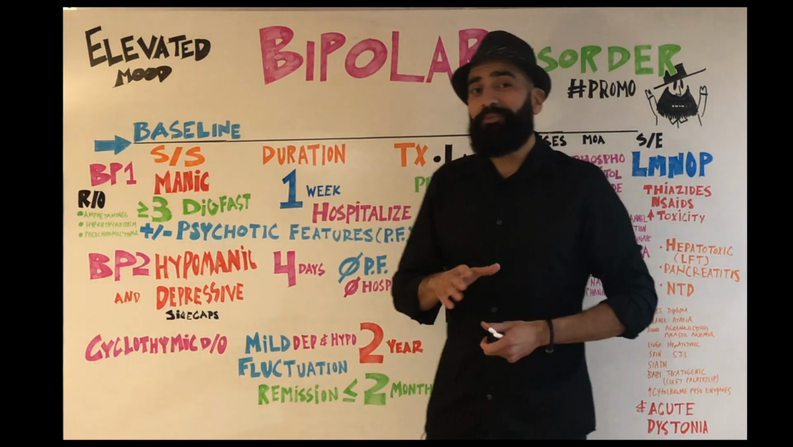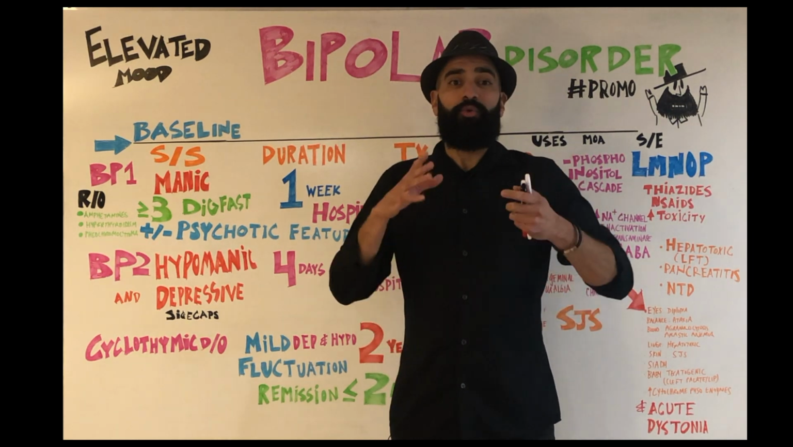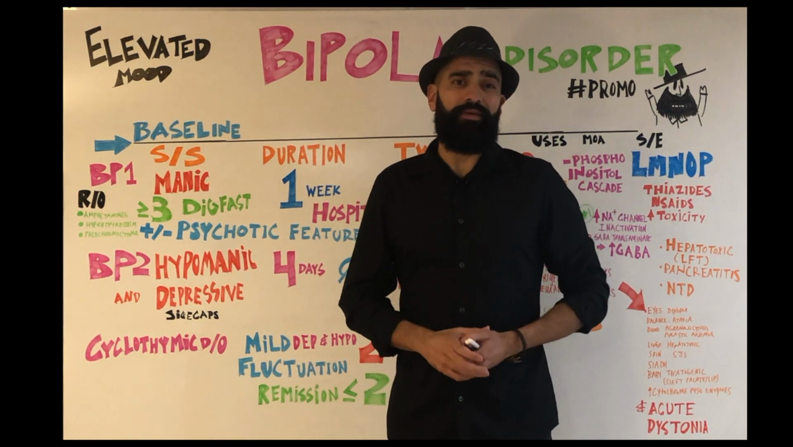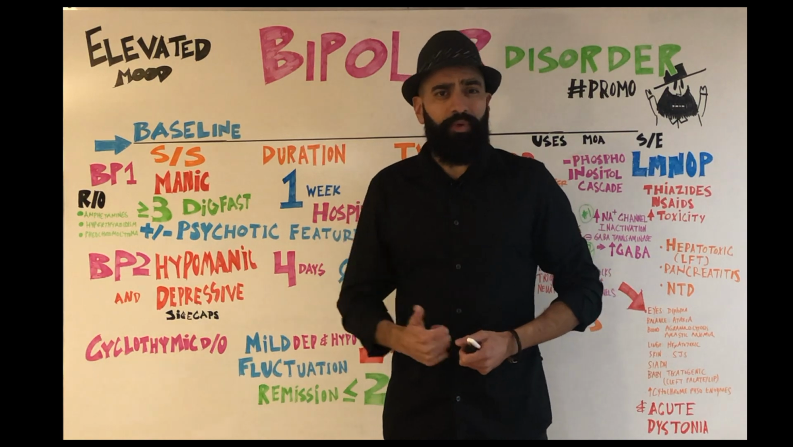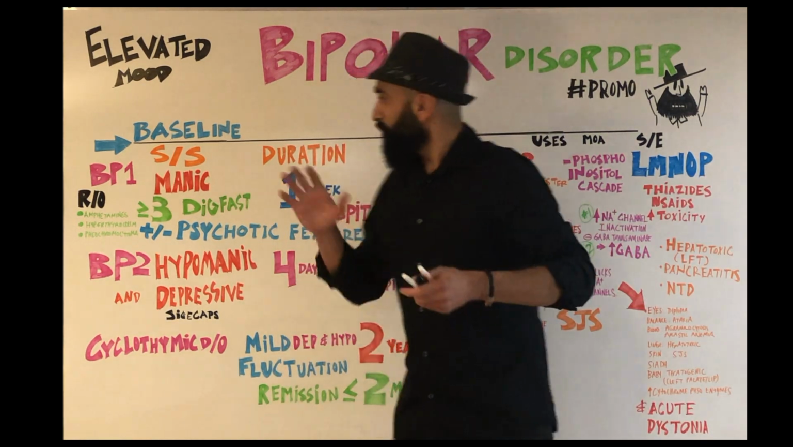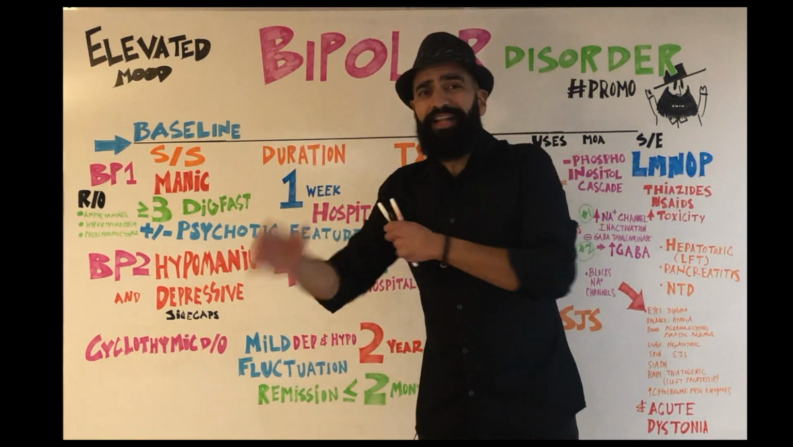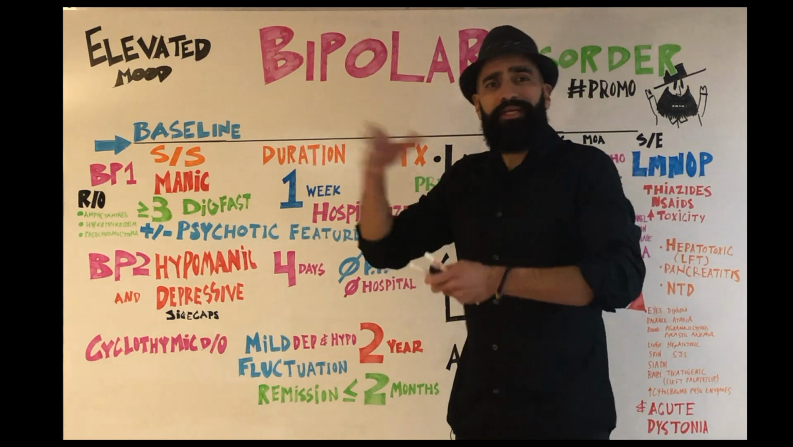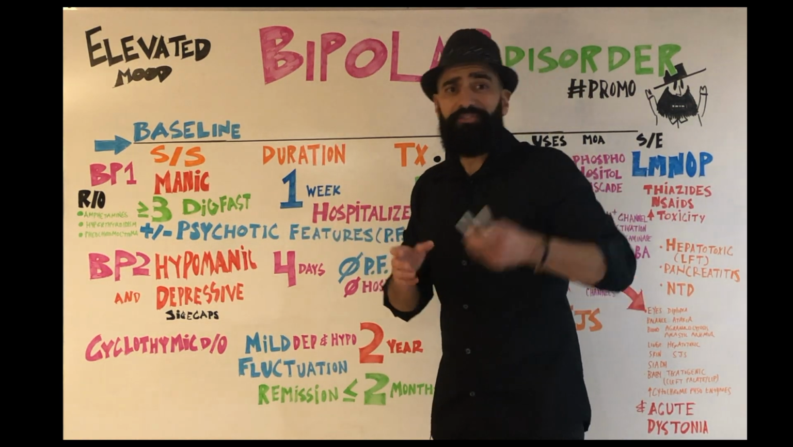As I said, today we're going to be talking about elevated mood disorders. When you think of elevated mood disorders, what do you think? That's right, you think of bipolar 1 disorder, bipolar 2 disorder, you think of cyclothymic disorder. So let's get right to it. What I want to show you first is going to help you also make a connection with depressive disorders.